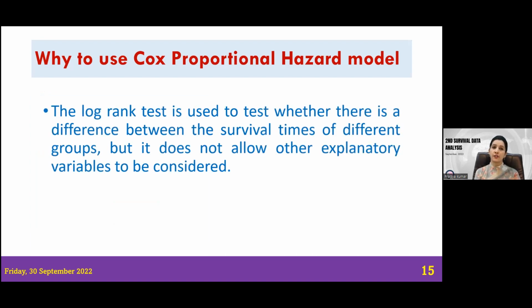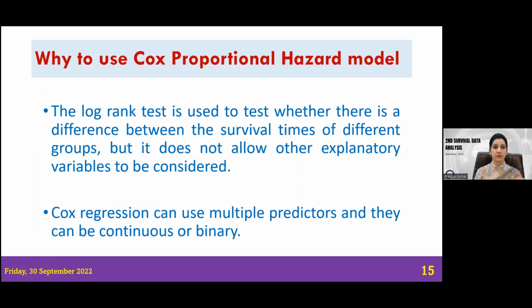In case of Kaplan-Meier, we use the log rank test to test whether there is a difference between the survival times of different groups. But it does not allow other explanatory variables to be considered. You can have only one explanatory variable. So this Cox regression can use multiple predictors. These multiple predictors, like in logistic regression, can be continuous or categorical. Here it is written binary, but you can take a polytomous variable also, which has more than 2 categories.